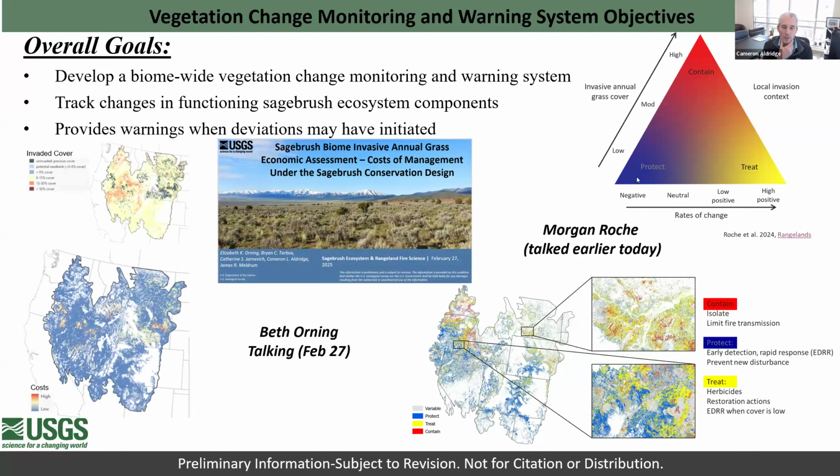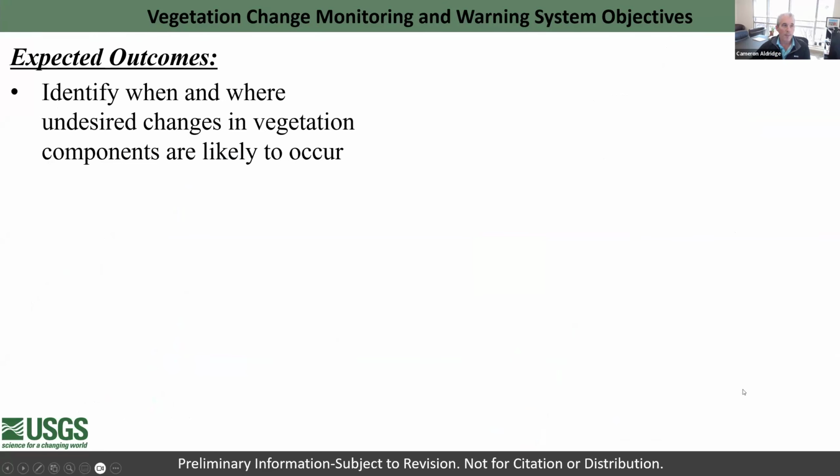A little plug for Beth Orning, who's going to be talking on the 27th. She'll talk about an invasive annual grass economic assessment, where she's showing us how we can use state and transition simulation modeling to evaluate the potential efficacy of treating IAGs, invasive annual grasses, within core and other sagebrush rangelands, and then what resources it might take to stabilize those particular battles.